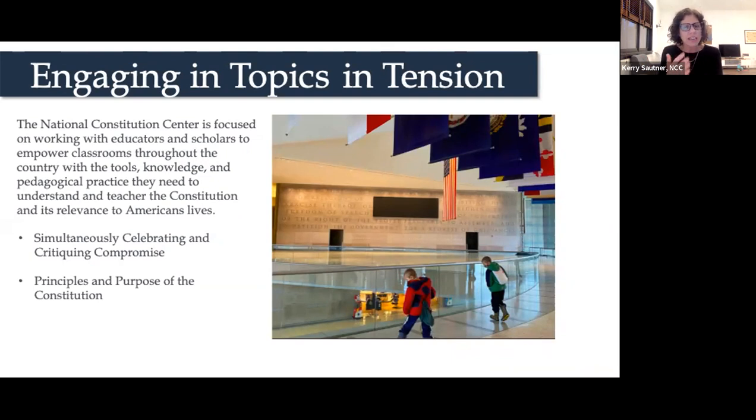So the key to EAD, one of the key leading components, is simultaneously celebrating and critiquing compromise. So when I thought about this for tonight's presentation, I was like, well, what part of the Constitution will I not be able to talk about with this topic? Because it's all over. If you do a historical timeline, it's all over. Any part of the Constitution, it's in there. It's like Ragu, like that old commercial around Ragu. It's definitely in there.